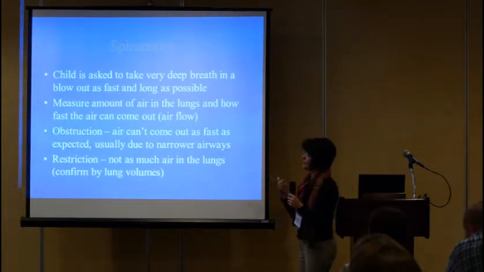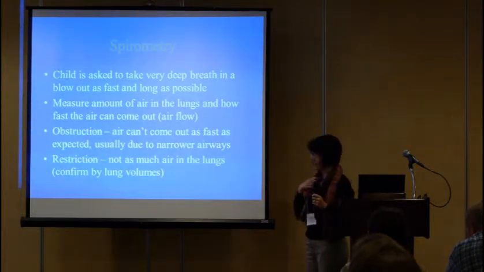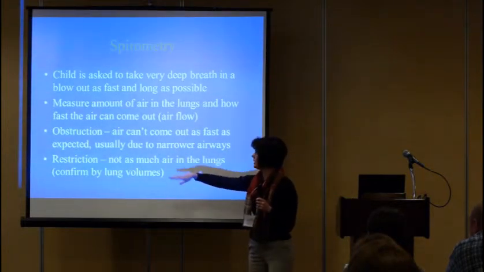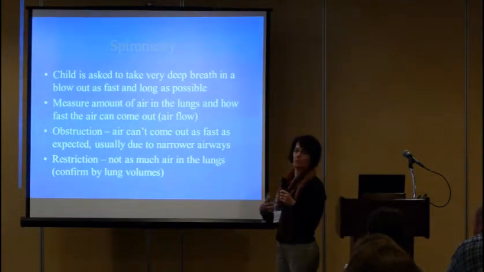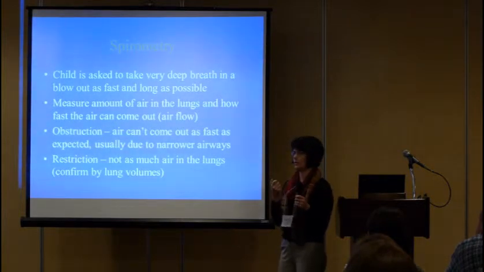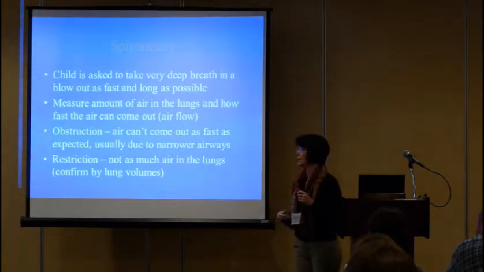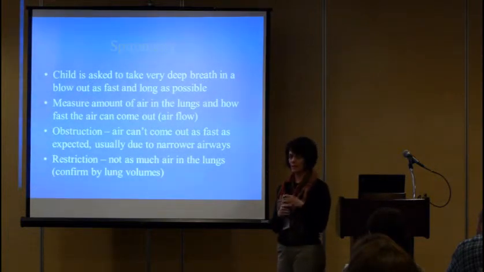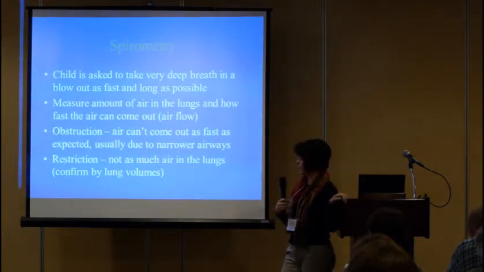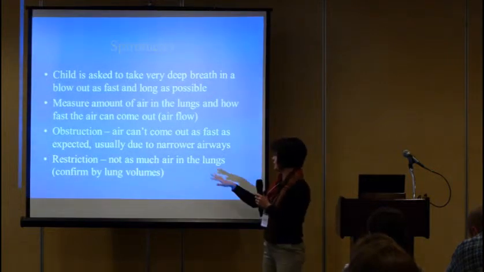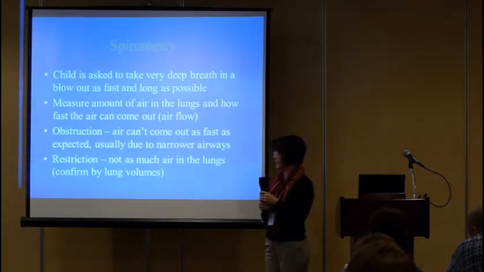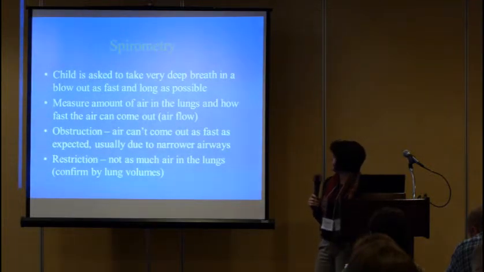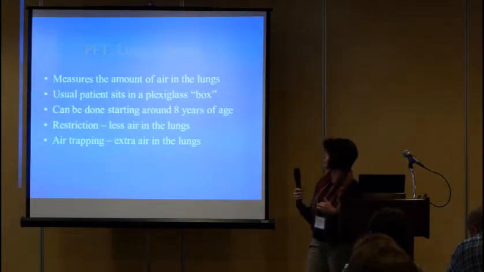The things you'll hear your pulmonologist talk about are obstruction, which is when the air can't come out as fast as we expect it to, and that's usually because the airways are smaller or narrowed or inflamed. Asthma is the most common time we see that, but some of the ILD, child diseases, patients have obstruction. We also see something called restriction, which is just that there's not as much air in the lungs, and we can suspect that by using lung volume testing, which is the next thing.